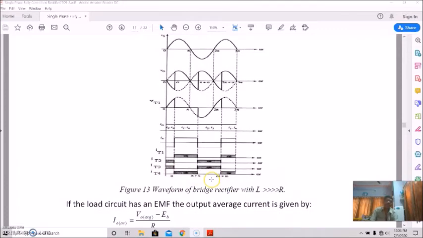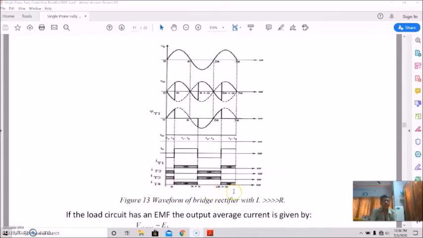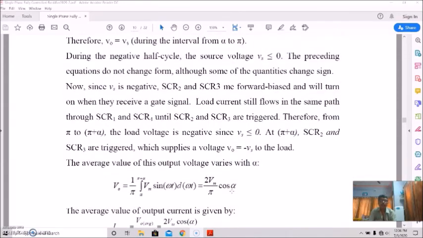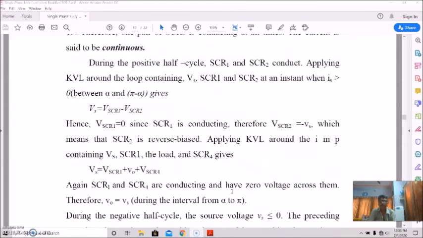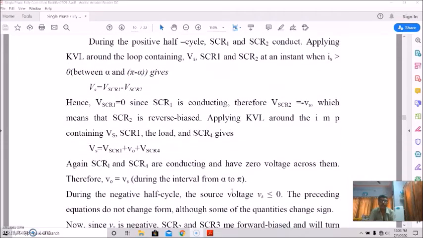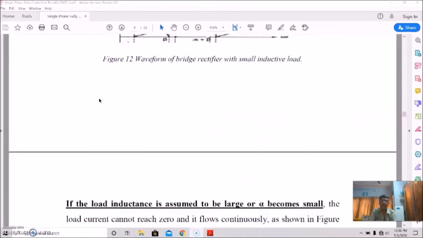So if the inductance is very high, that means the firing angle alpha is small. How can this be achieved? During the positive half cycle, when SCR1 and SCR2 are conducting, apply KVL around the loop. So this will be like this.